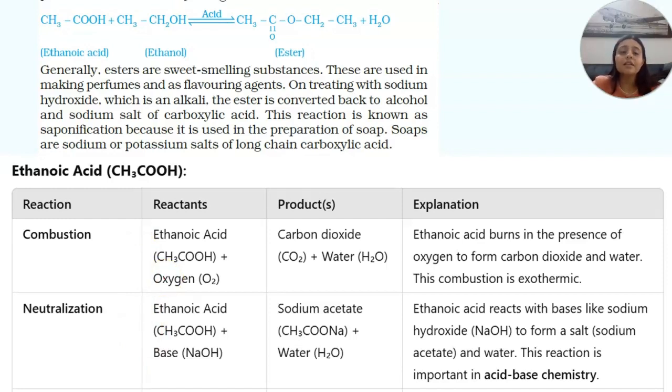Now we'll talk about ethanoic acid. What about combustion? When ethanoic acid reacts with oxygen, it is an exothermic reaction, meaning heat is given out, and it burns in the presence of oxygen to form carbon dioxide and water. Neutralization, you already know, forms salt and water. So ethanoic acid reacts with bases like sodium hydroxide to form salt. This is a major reaction mentioned in your NCERT.